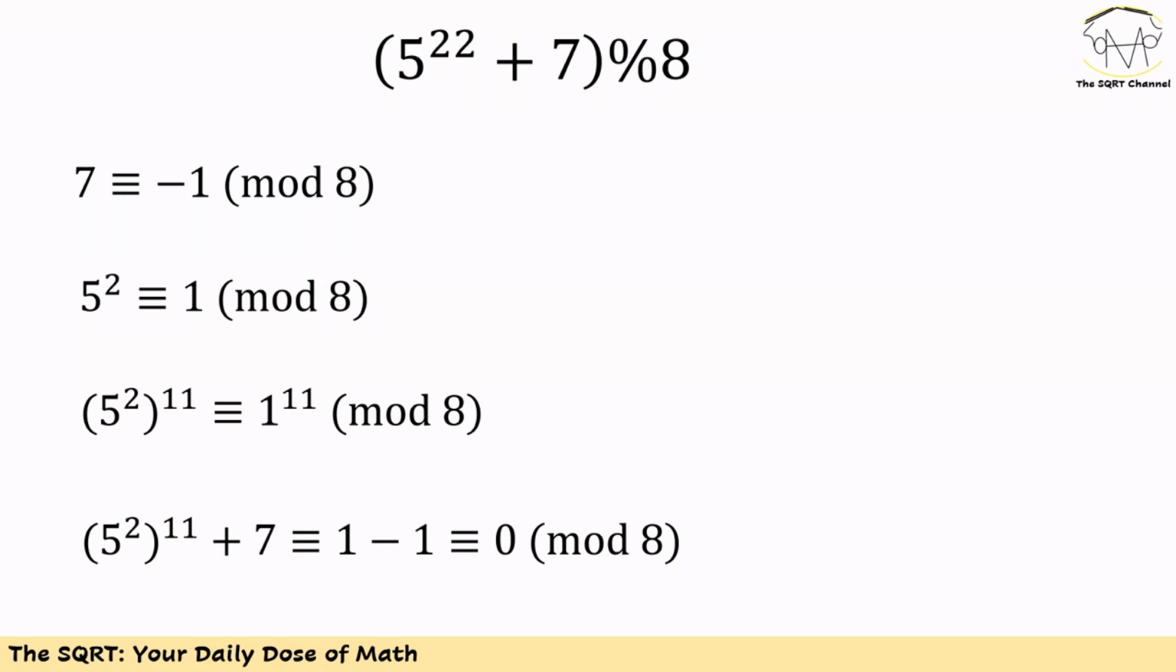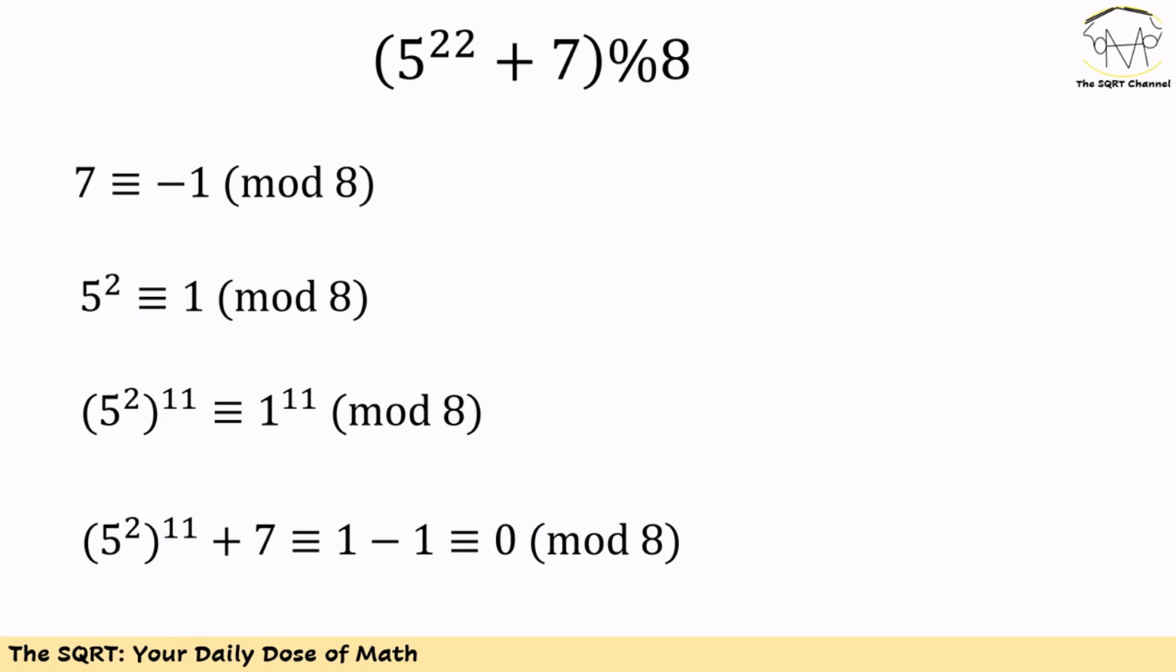So at the end, we are going to have 5 to the power of 22 modulus 8 is going to be 1, and 7 to the power of 1 modulus 8 is going to be minus 1. We need to add them together. And if you do so, you're going to find 0 for the final answer. So we can say that the remainder of 5 to the power of 22 plus 7, if you divide it by 8, is going to be 0.